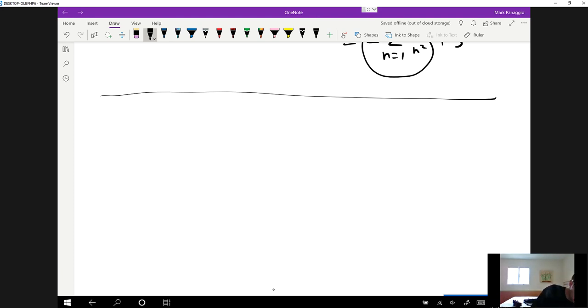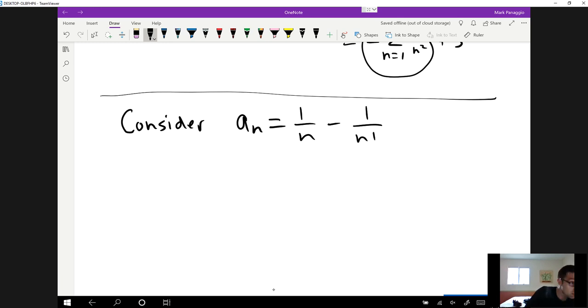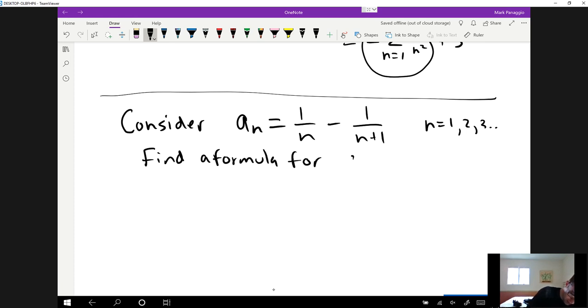Let's suppose we're interested in the sequence a_n equals 1 over n minus 1 over n plus 1 for n equals 1, 2, 3, and so on. Let's see if we can find a formula for S_n, the nth partial sum.